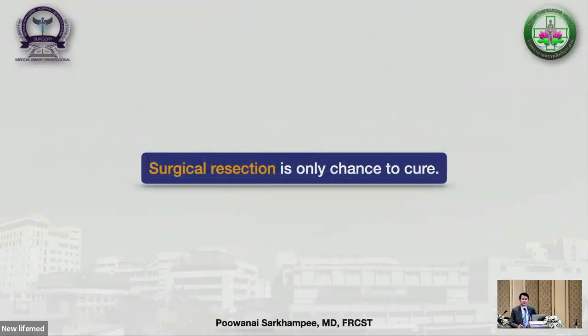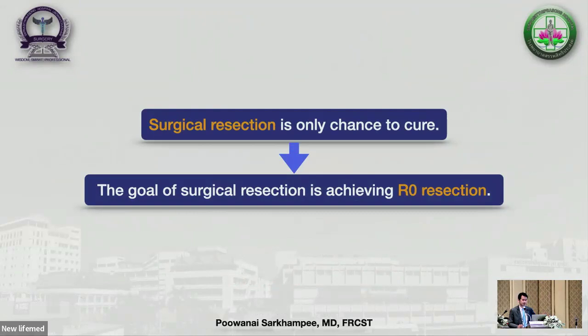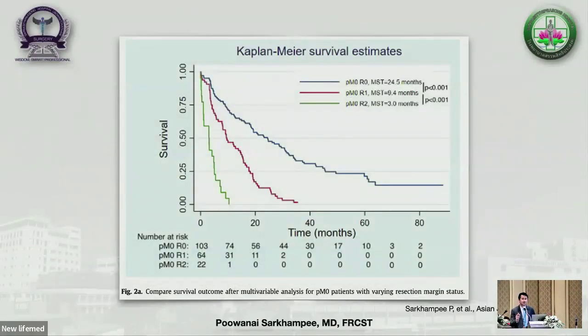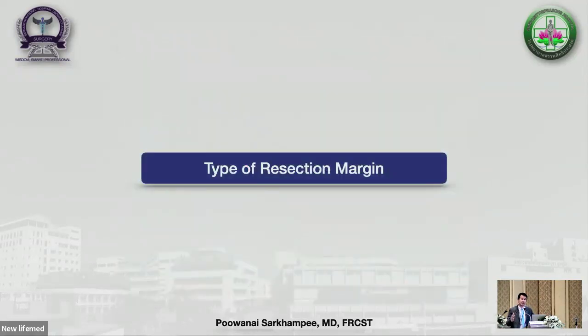We know that surgical resection is the chance to cure in the patient with peripheral cholangiocarcinoma. And the goal of the surgical resection is to achieve R0 resection. This is the most important thing. And our data, and I think the data all over the world, show that R0 resection is better than R1 resection and better than R2 resection. So the first thing we should consider before we plan the surgery is how can we achieve R0 resection? And how many types of resection margin would we consider?